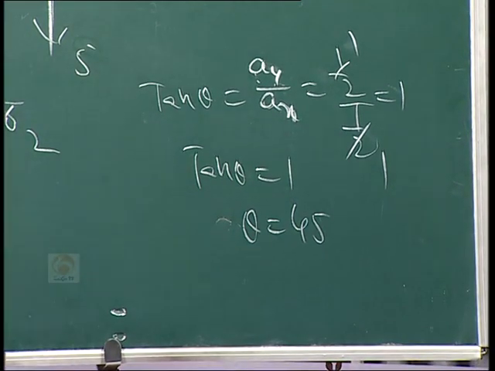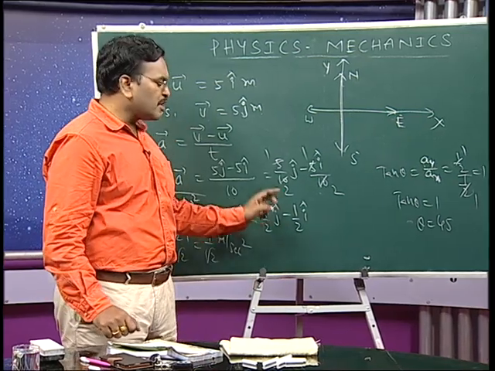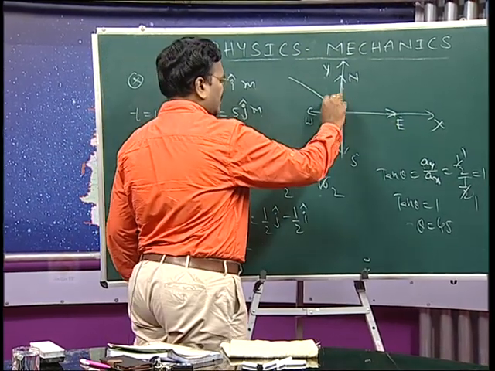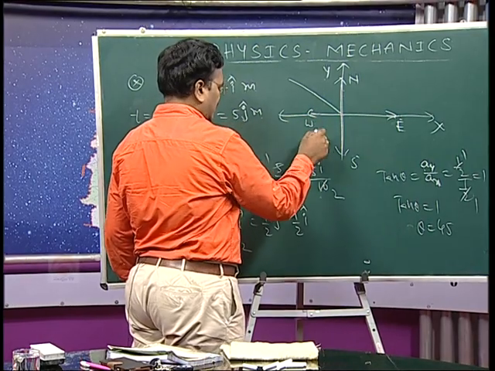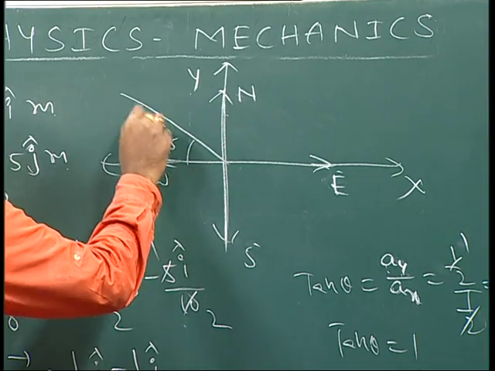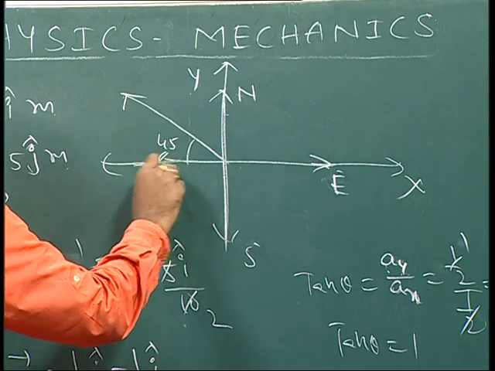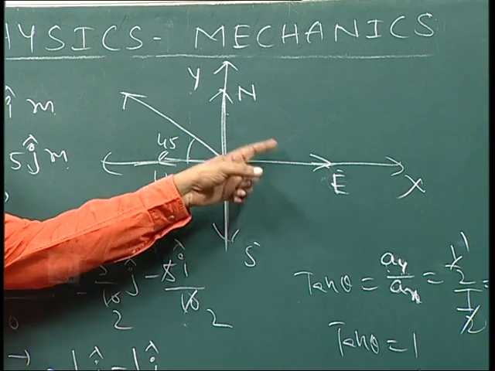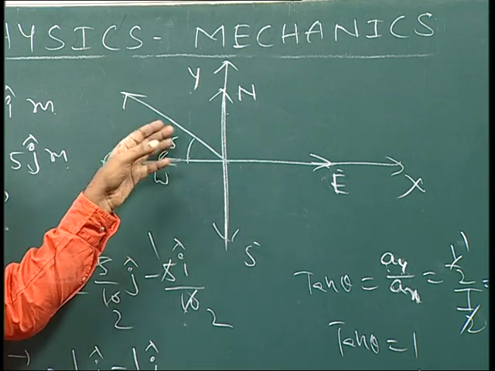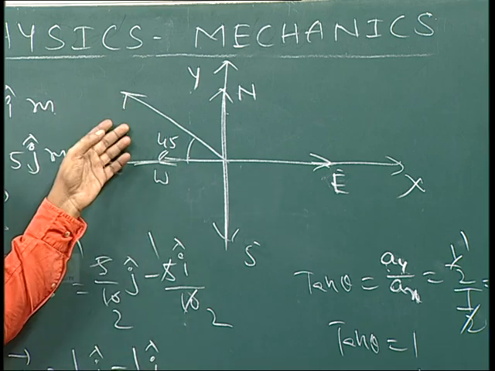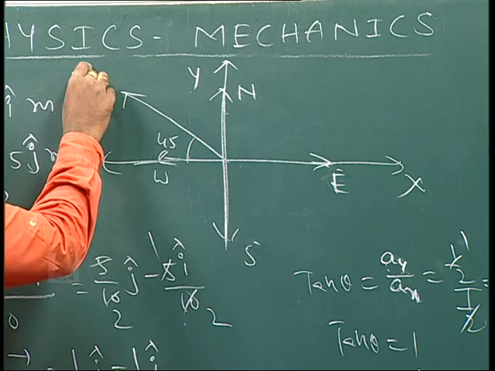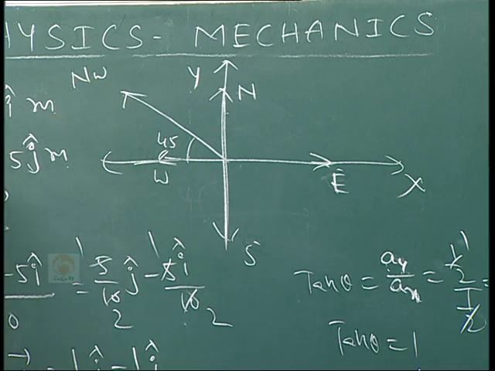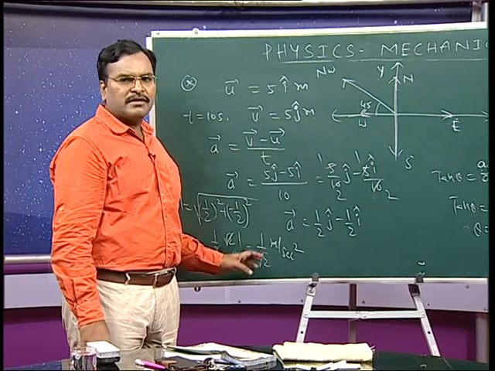Now, is it the positive x axis or the negative x axis? The j cap is positive and the i cap is negative, so which quadrant? Second quadrant. Here it is 45 degrees with the negative x axis. This is the acceleration. So what do we say for direction? 45 degrees clockwise or anti-clockwise? 45 degrees clockwise. Simply, the direction is northwest. What options are they giving? 1/root 2 meter per second square northeast, northwest, 0, none of these.